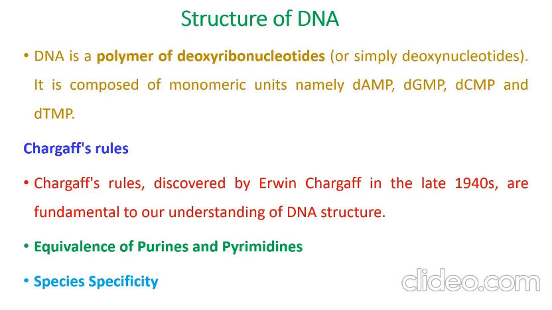Chargaff's rules, discovered by Erwin Chargaff in the late 1940s, are fundamental to our understanding of DNA structure. They state the equivalence of purines and pyrimidines. In any double-stranded DNA molecule, the amount of guanine is always equal to the amount of cytosine, and the amount of adenine is always equal to the amount of thymine. Species specificity: the relative amounts of A, T, G, and C in DNA vary between different species. The significance of Chargaff's rules is that they provided crucial evidence that supported the Watson-Crick model of DNA structure.